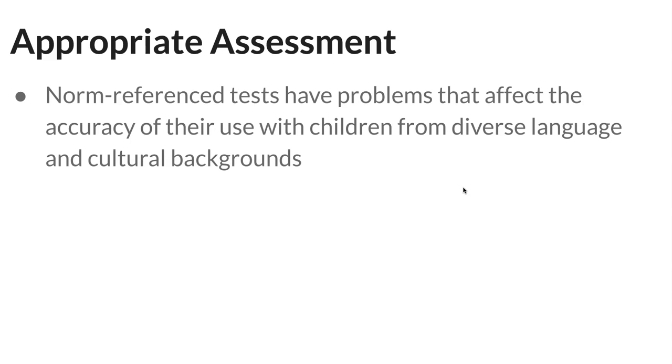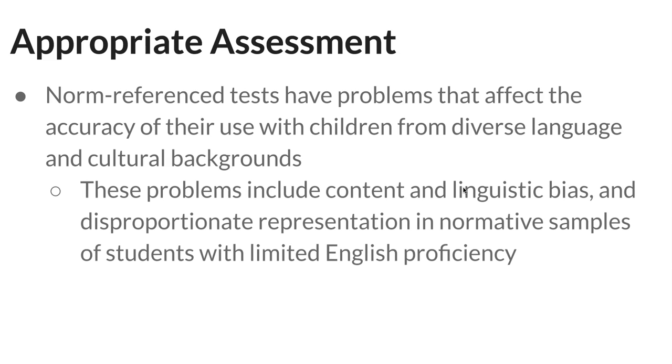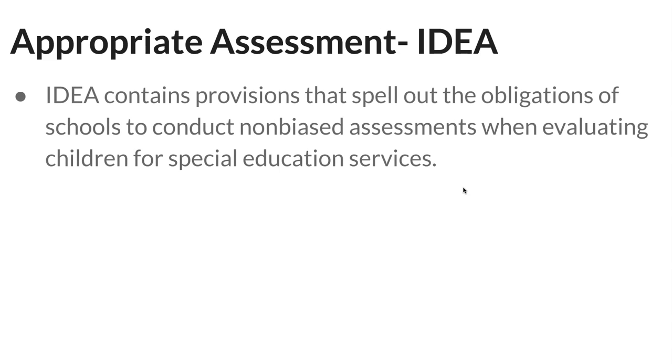So norm reference tests have problems that affect the accuracy of their use with children from diverse language and cultural backgrounds. These problems include content, linguistic bias, and disproportionate representation in normative samples of students with limited English proficiency, right? So that kid in front of you is not who that test was normed on.